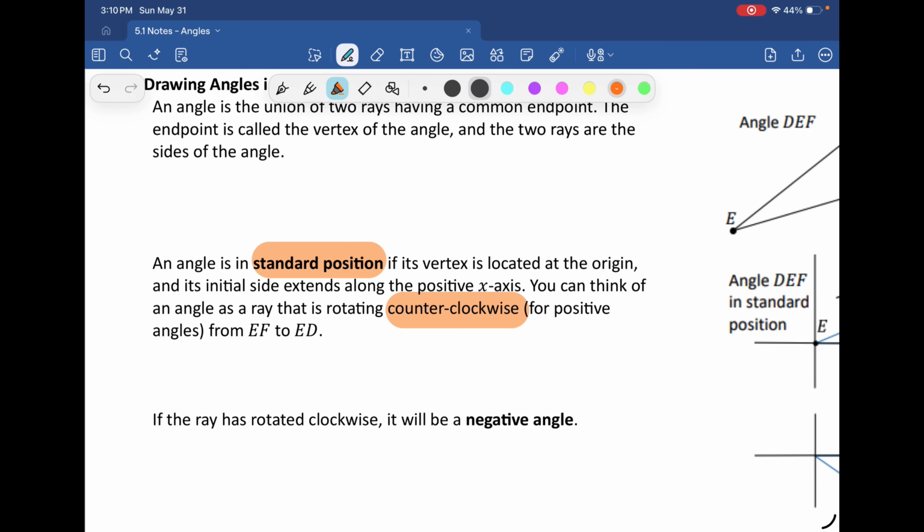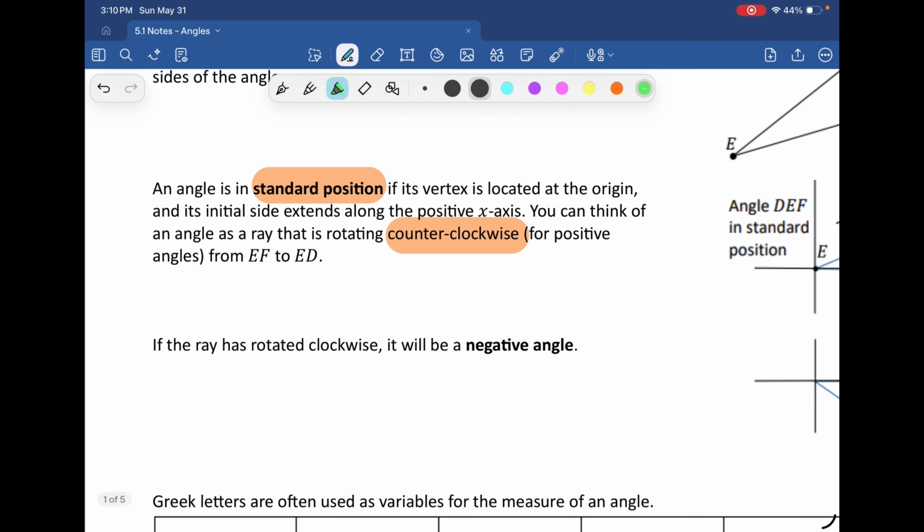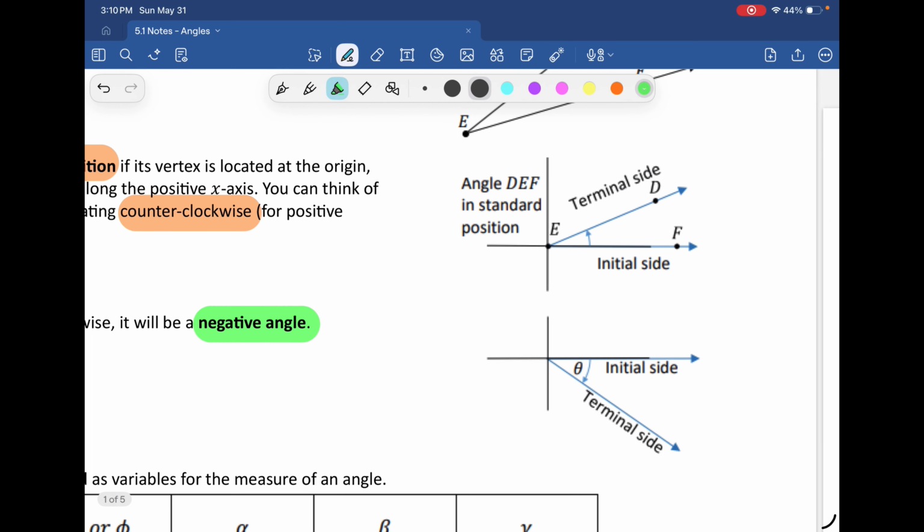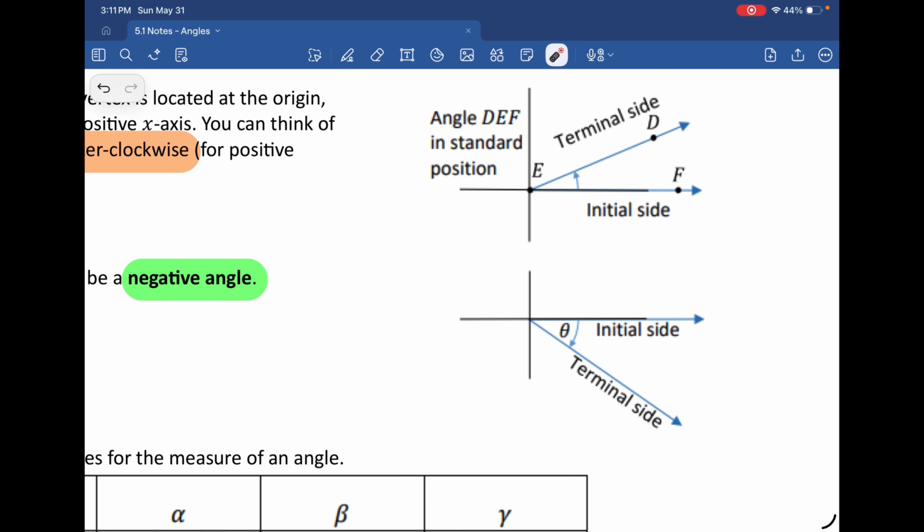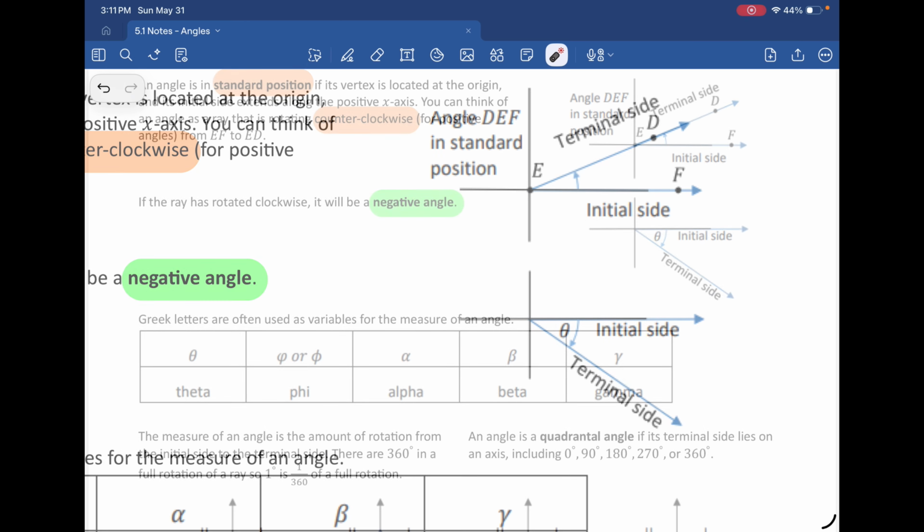Positive angles rotate counterclockwise. If an angle has been rotated clockwise, so the direction is different, then it is a negative angle. I still have my vertex at the origin. The initial side is still the positive x-axis, but now I'm rotating clockwise, which means this angle is negative.